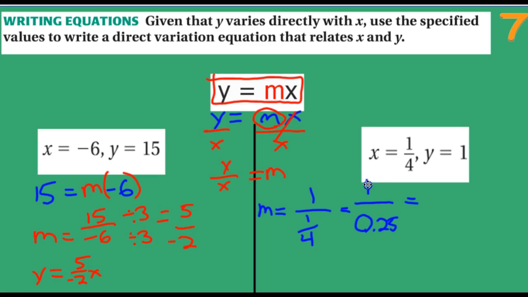If I divide this, I'm going to figure out how many 0.25s go into 1. So that's basically figuring out how many quarters go into $1. And we know that how many quarters go into $1, and that's 4. So our m equals 4, which means our equation is going to equal y equals 4x.